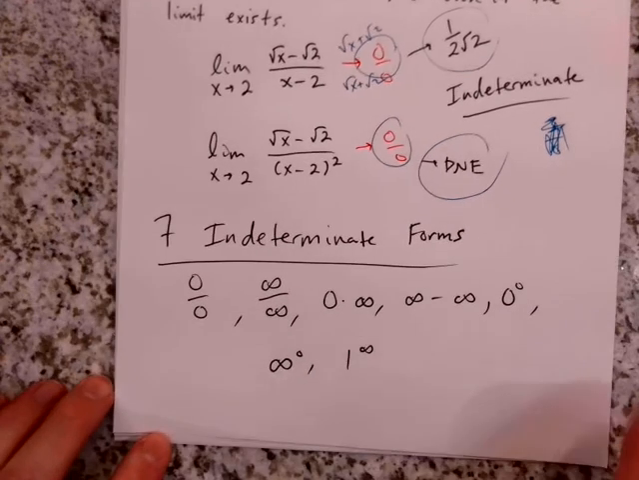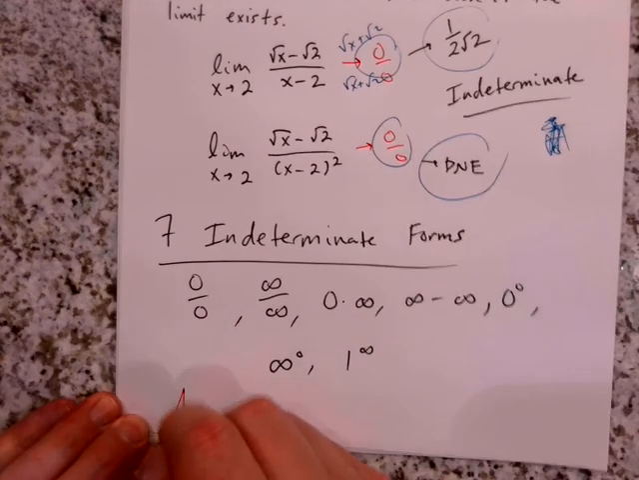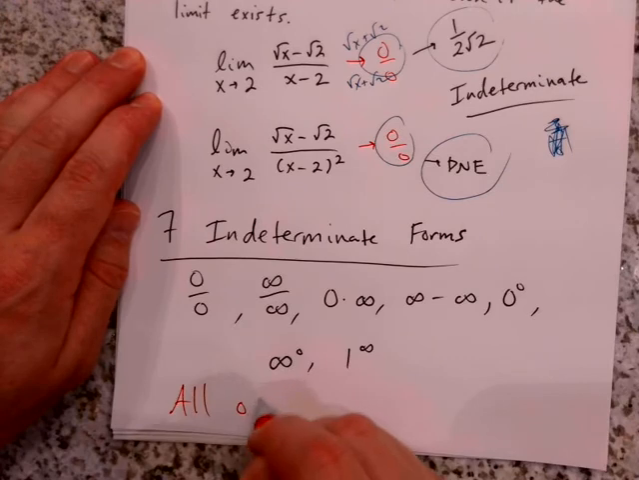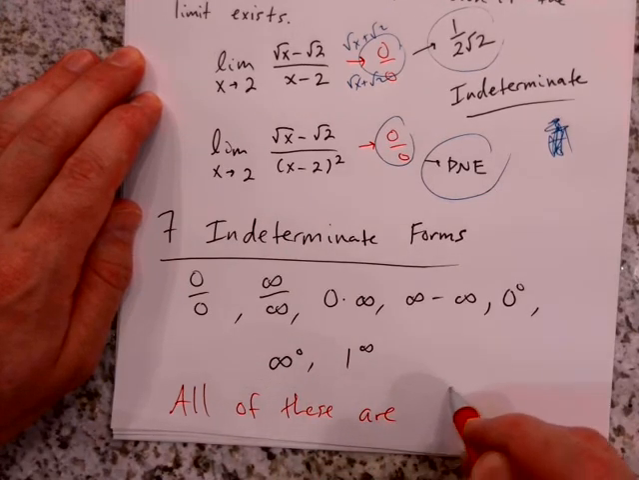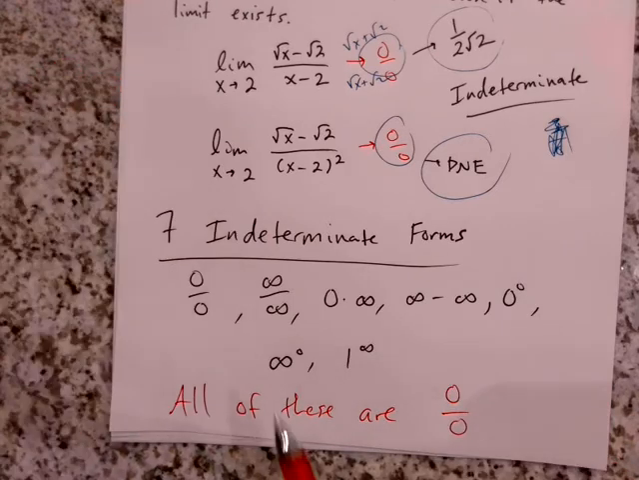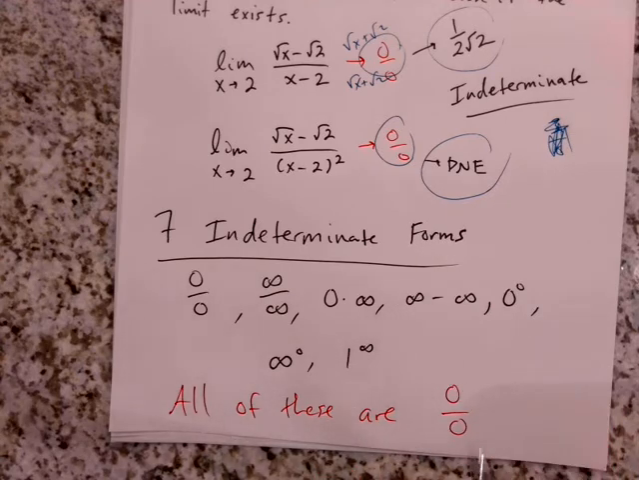So I'm going to explain all 7 of these, and what I'm going to explain is that all of these are essentially just 0 over 0. All of these, when you do some algebra to them, give you 0 over 0. They're all just different versions of that expression right there. So they all come down to a factor of 0 that cancels out all of the information. So let's check this out.